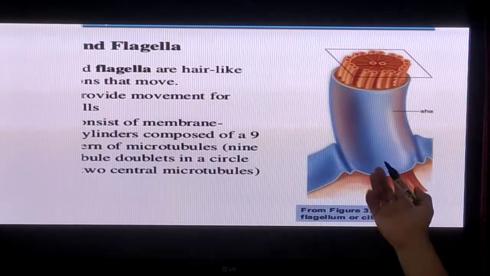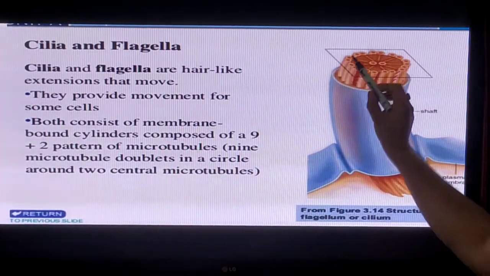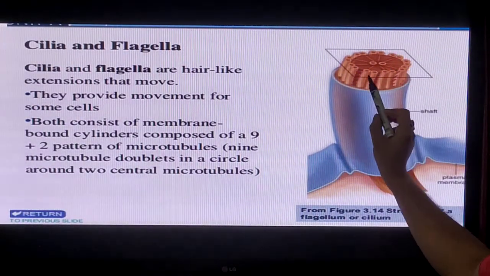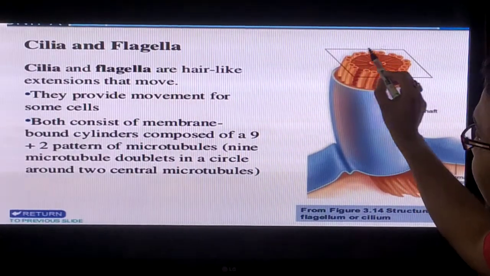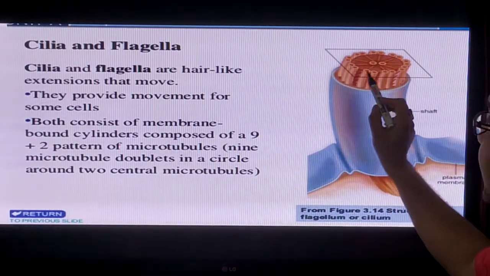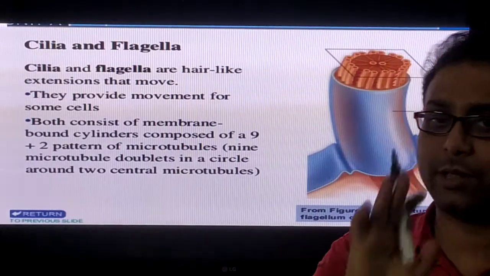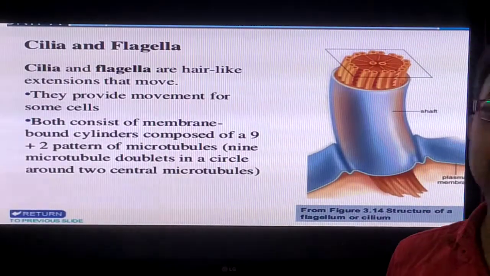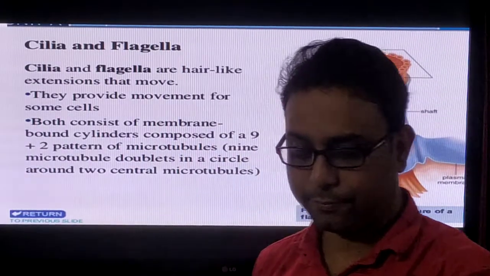Now, if you are discussing the structure of cilia and flagella, the arrangement is called the 9+2 microtubular arrangement. That means in the periphery there are 9 microtubules, and in the center there are 2 microtubules. So 9+2 is the most important question in the Science Olympiad. Right? Clear? You understand? Okay. Got it? Right.